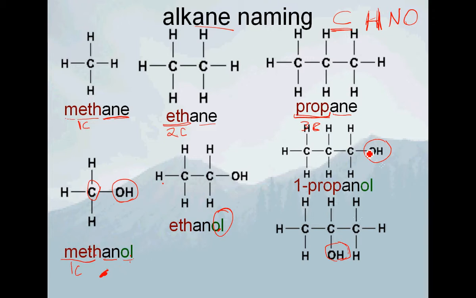And the naming scheme is, in this case, we put a 1 in front of it to say it's on the first carbon in the chain of three carbons, all single bonds, there's the alcohol. And this compound down here is called 2-propanol. They're both propanol, but there's 1-propanol and 2-propanol because there's two different places of putting it.